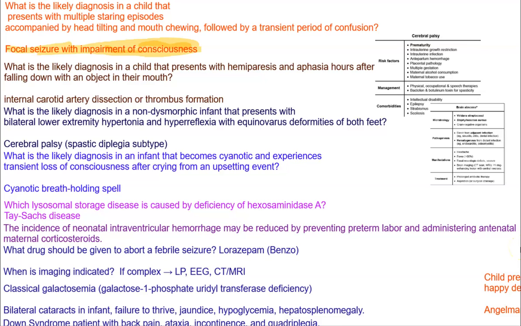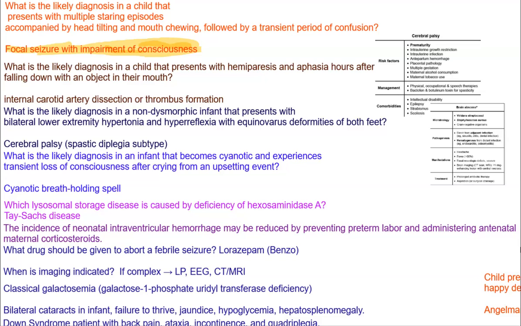What is the most likely diagnosis in a child that presents with hemiparesis and aphasia hours after falling down with an object in their mouth? That would be internal carotid artery dissection or thrombus formation. So think of a person putting a toothbrush into their mouth and then having trauma from that. That would be internal carotid dissection.